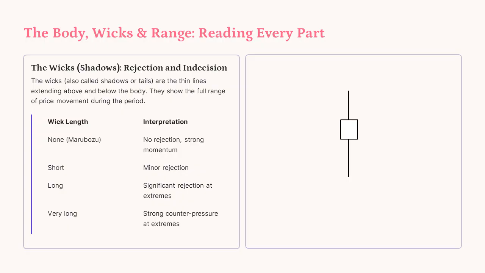Here's the key insight about wicks. They show you where the market tried to go but failed. That failure is valuable information. A long upper wick tells you there are sellers waiting at those higher prices. A long lower wick tells you there are buyers waiting at those lower prices.